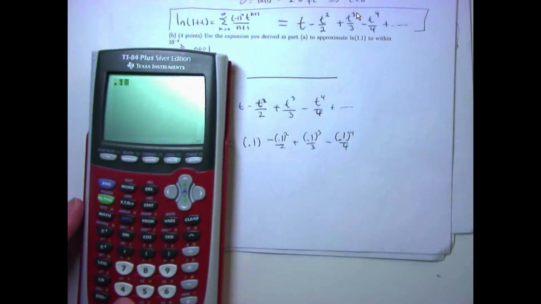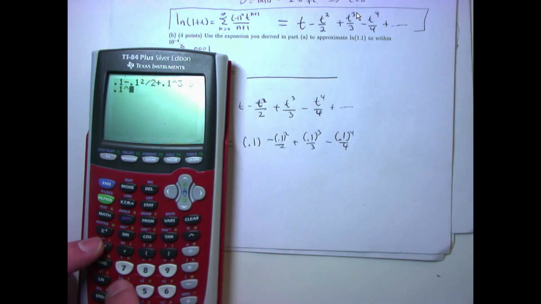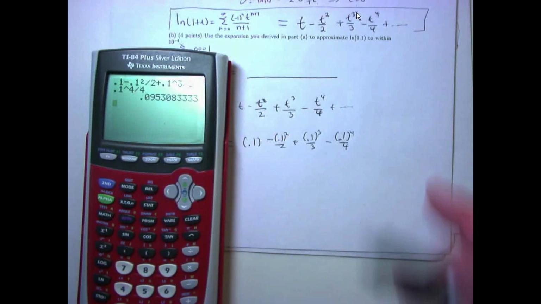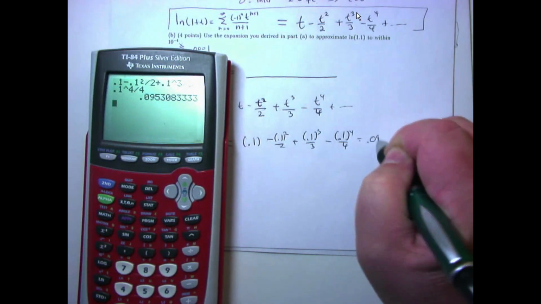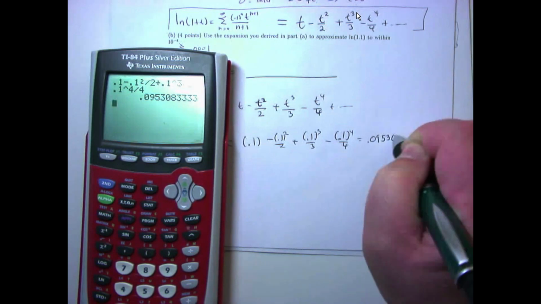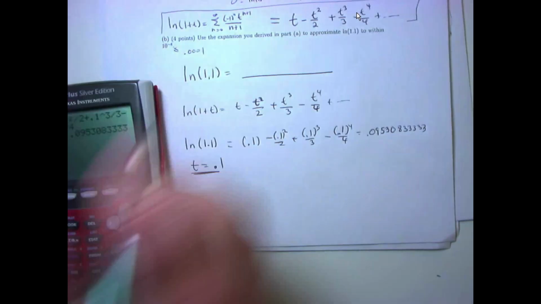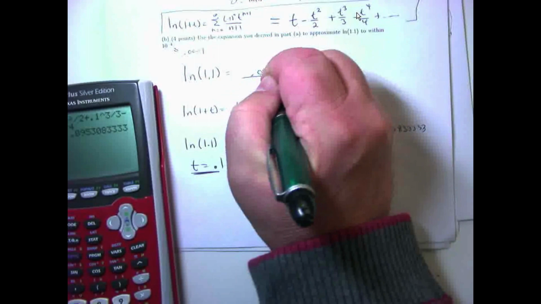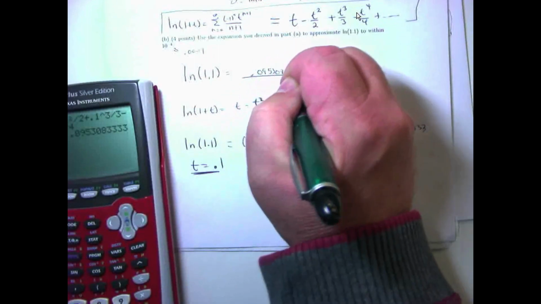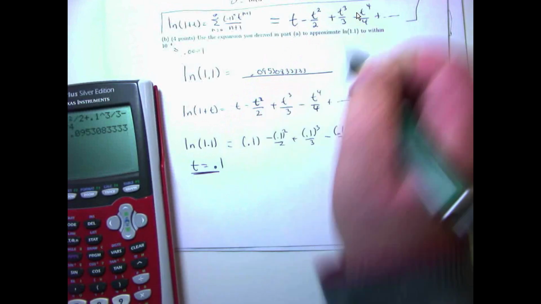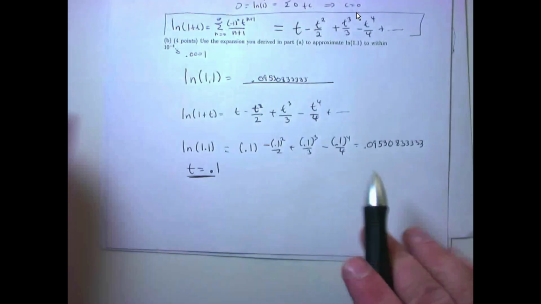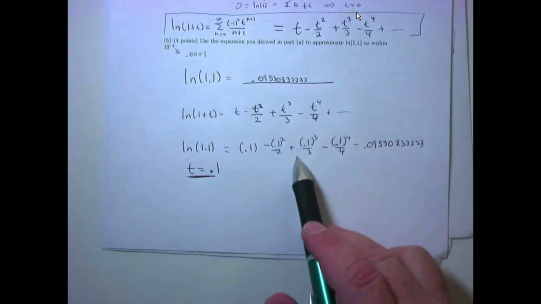But it's this. 0.1 minus 0.1 squared divided by 2 plus 0.1 cubed divided by 3 minus 0.1 to the 4th divided by 4. I got the number 0.0953083 repeating. Does that make sense? And that was the answer that we would have accepted. If you took it out to a few more terms, we didn't actually tell you how many terms to take it out to. Anything closer than that, that's fine. But understand on this problem, it was all about this work right here.